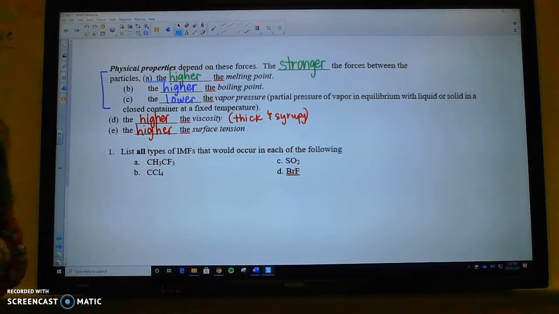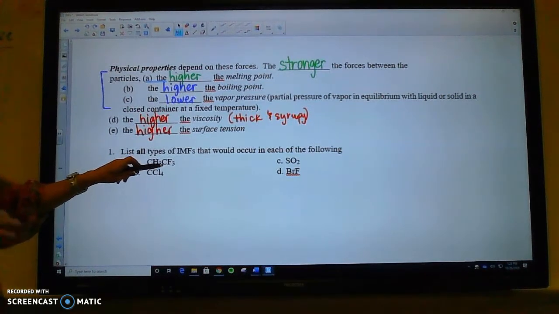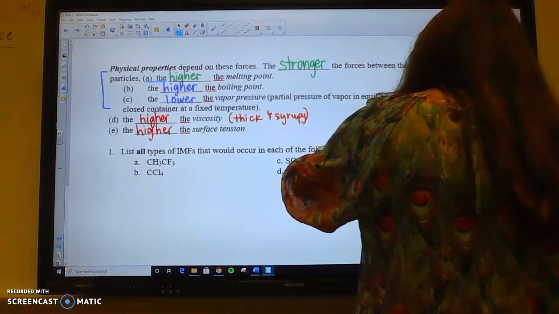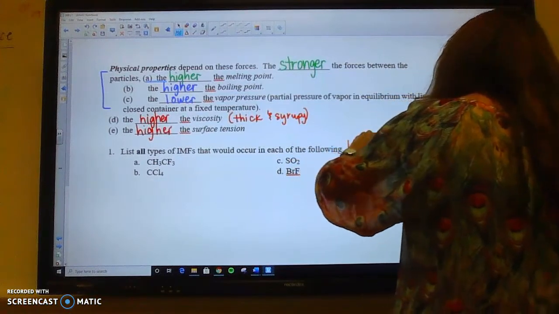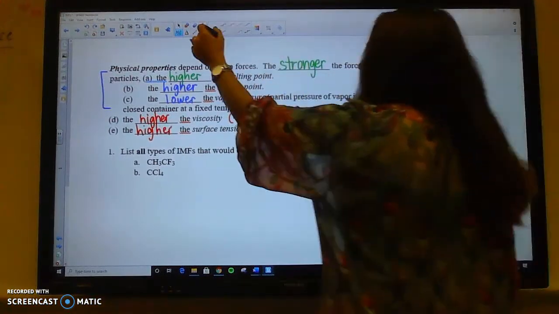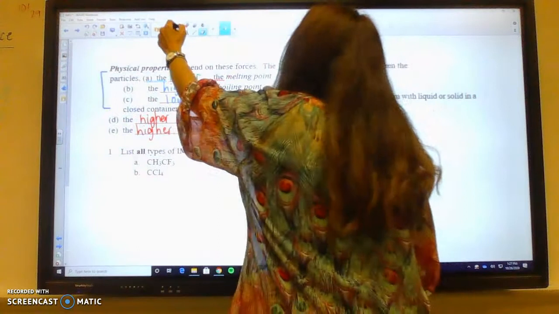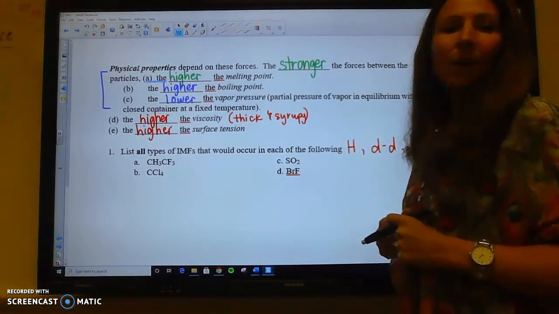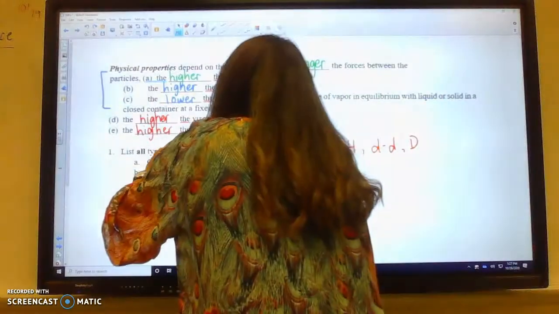Okay, so we're going to do one of these examples, and then I'm going to run out of time on the video, and we'll do the rest without the video. So the types of intermolecular forces that would occur in each. So for letter A, everything is going to have dispersion forces. So we can have hydrogen bonding, dipole-dipole, or dispersion forces. Well, everything is going to have dispersion forces.